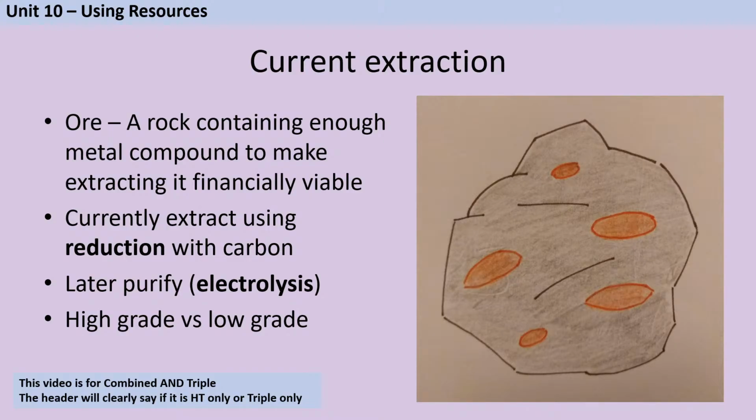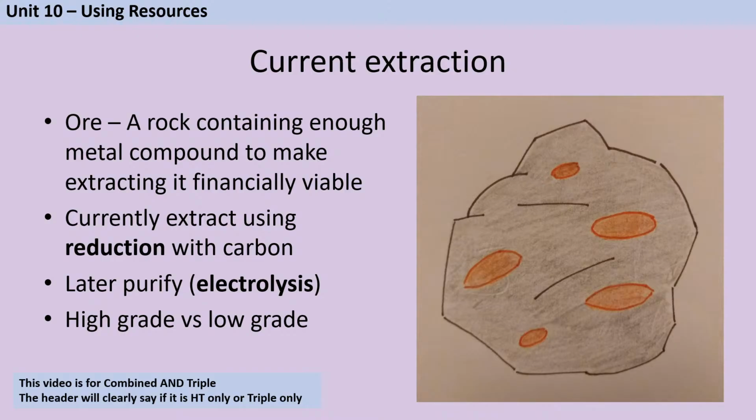So most metals are extracted from ores, which are rocks that have enough metal compound in them to make extracting it financially viable, so we can make money from it. Copper is quite an unreactive metal, so it's less reactive than carbon, and therefore you can extract it by reduction with carbon. But if we do that, we're still going to need to purify the product later with electrolysis.